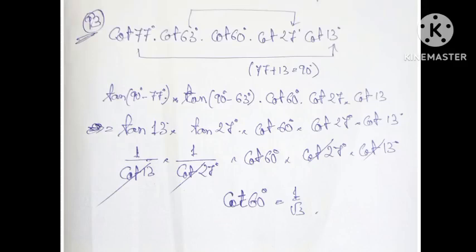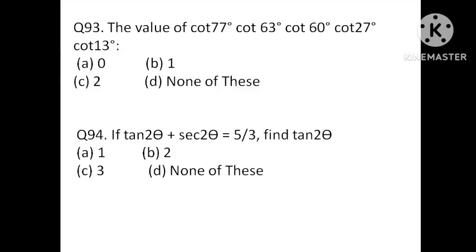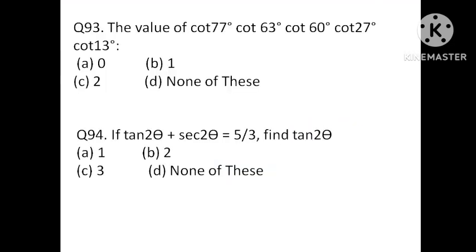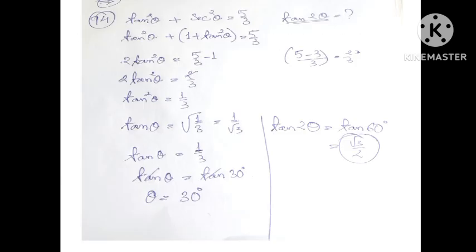Okay, so this will be the solution to question number 93. You can read the question from here. We will begin from 93. It is given here: cot 77, cot 63, cot 60, cot 27 and cot 13. So what you have to do here is to find the complementary.